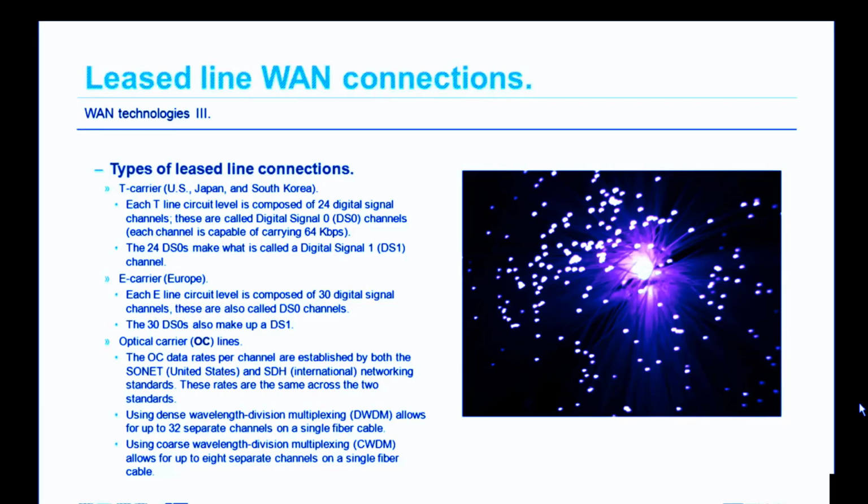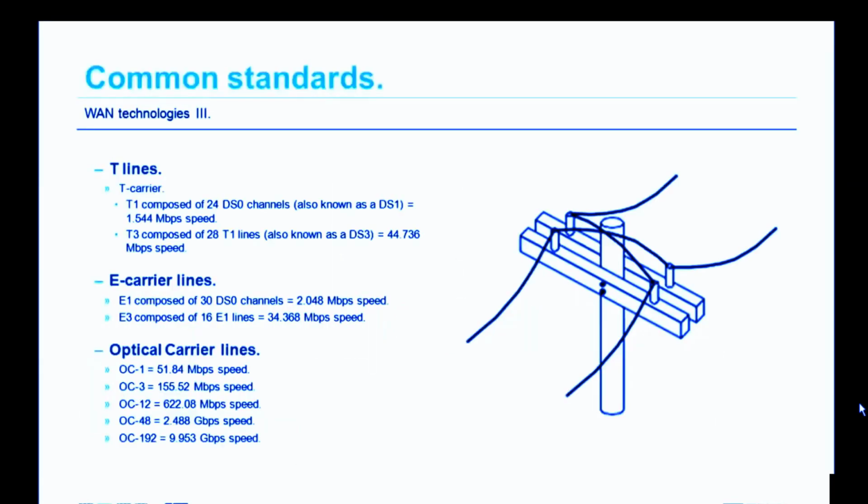It's possible to multiplex multiple channels into the same fiber using different methods. The first method is dense wavelength division multiplexing, DWDM. It allows for up to 32 separate channels on a single fiber cable. Or you could use coarse wavelength division multiplexing, which allows for up to 8 separate channels on a single fiber optic cable. Let's conclude with common standards. The standards I'm going to be talking about are the speeds. And we begin with T lines.